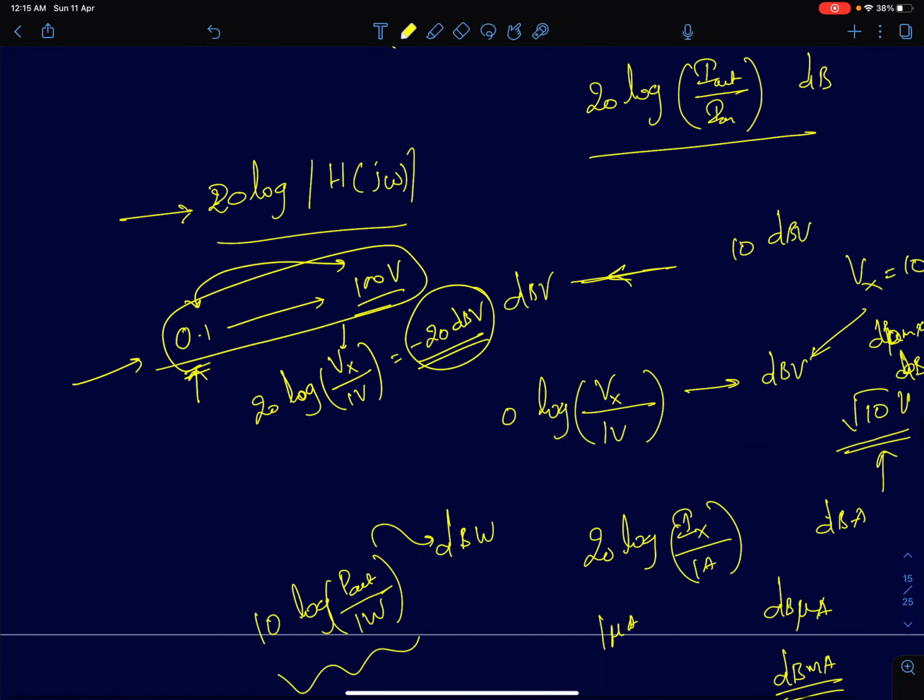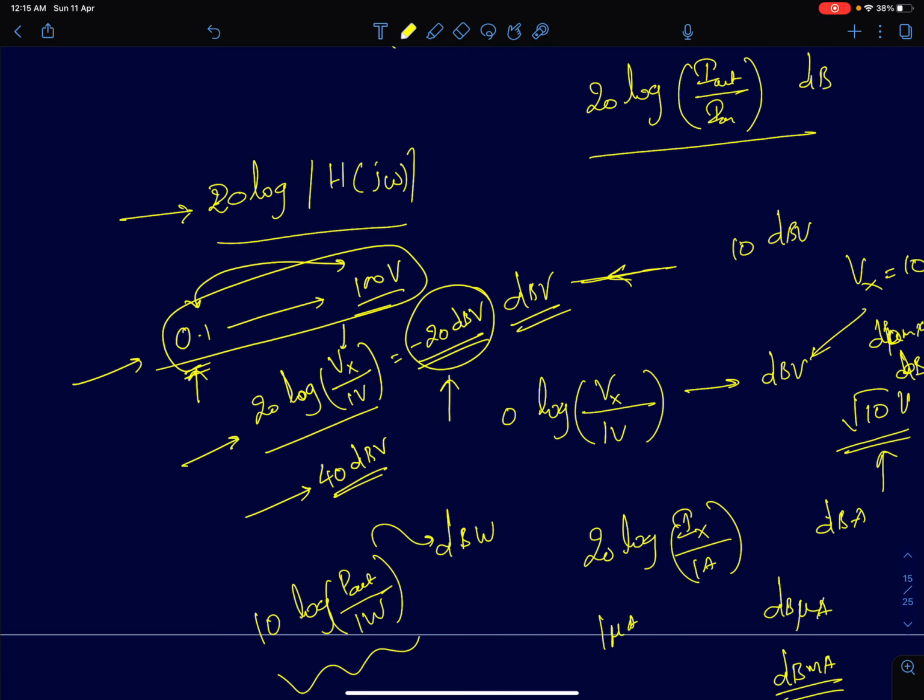But in these units, where I've written dBV specifically, you will know clearly what the voltage levels are. Because dBV is defined with respect to 1 volt, by looking at minus 20 you can say the voltage is 0.1 volts. Similarly, 20 log 100 is going to be 40 dBV, sorry, decibel with respect to volt.